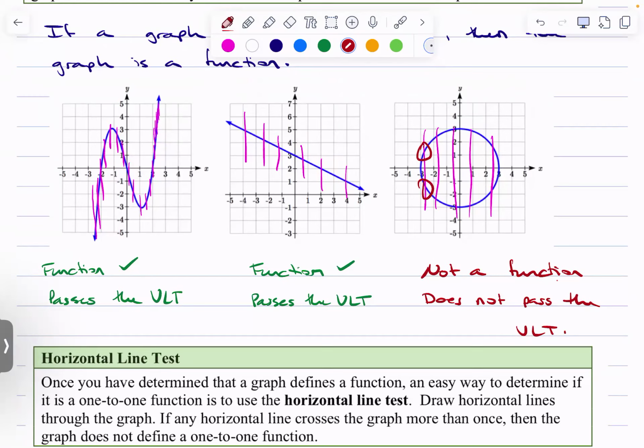So from tables, you can determine if the table represents a function. From a graph, using the vertical line test, you can determine if it represents a function. Right, so there's lots of ways to determine if you have a function or not.